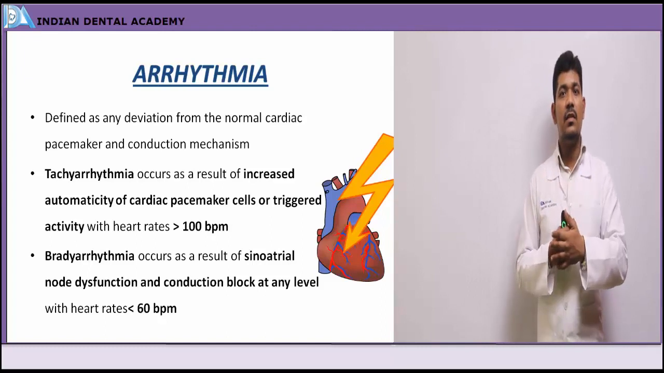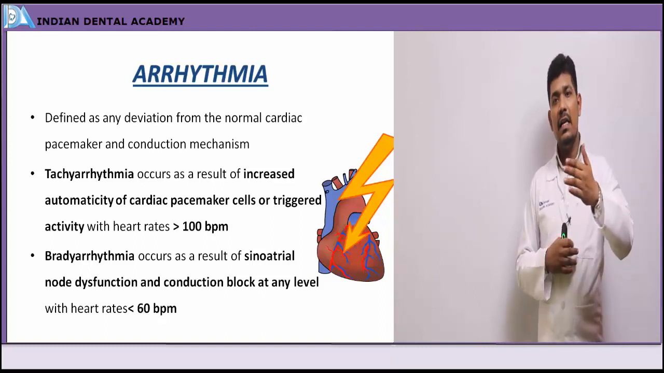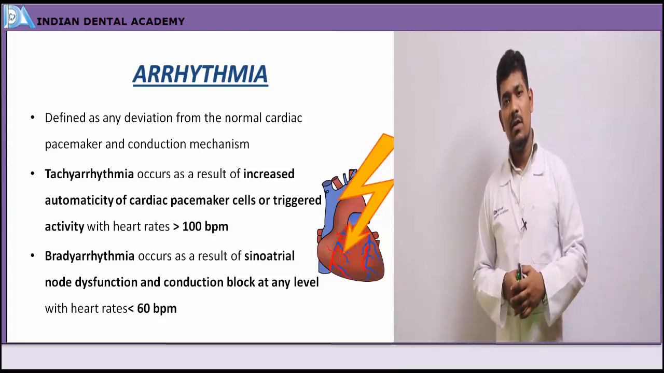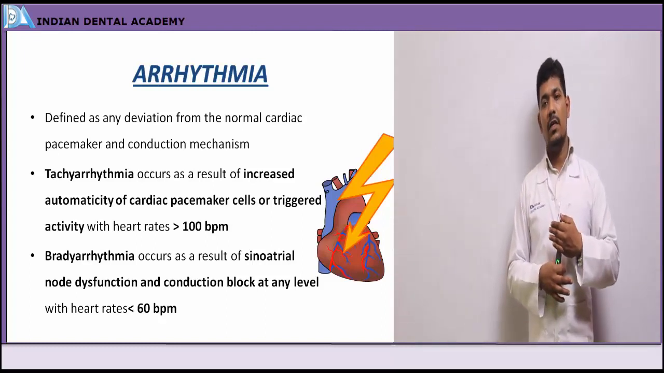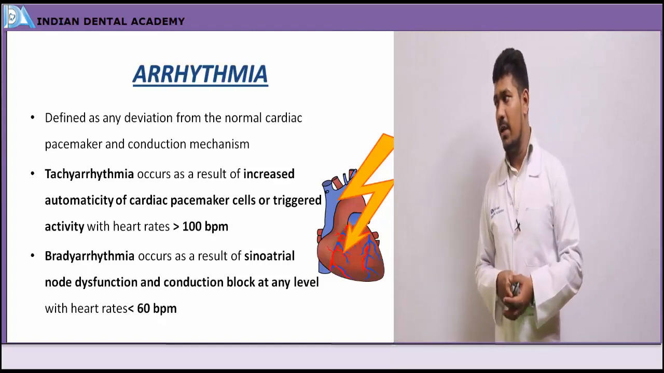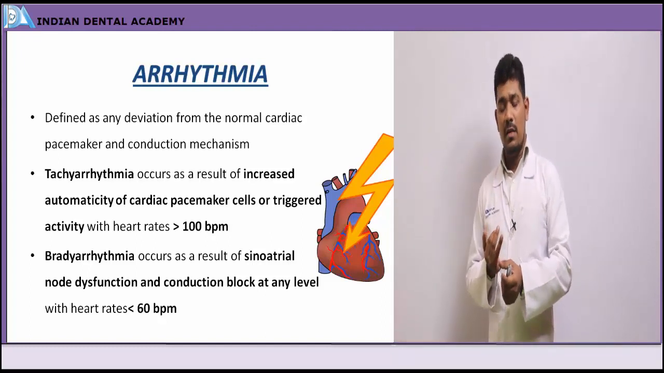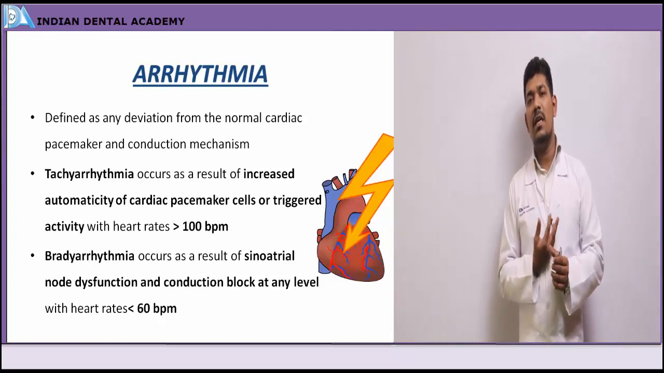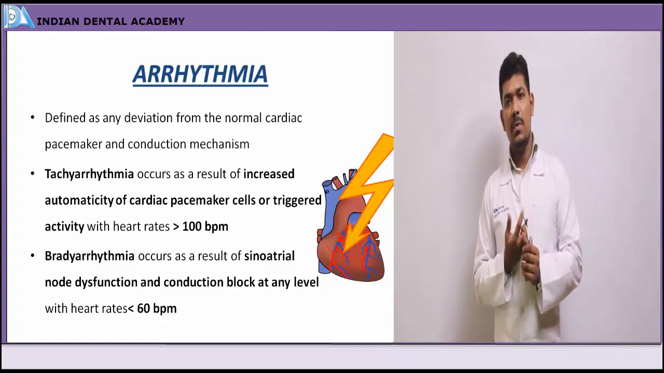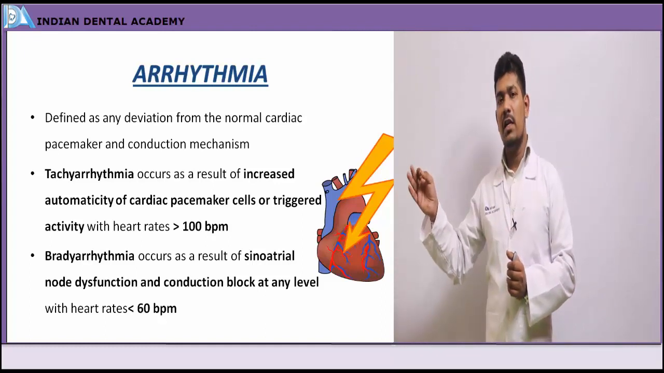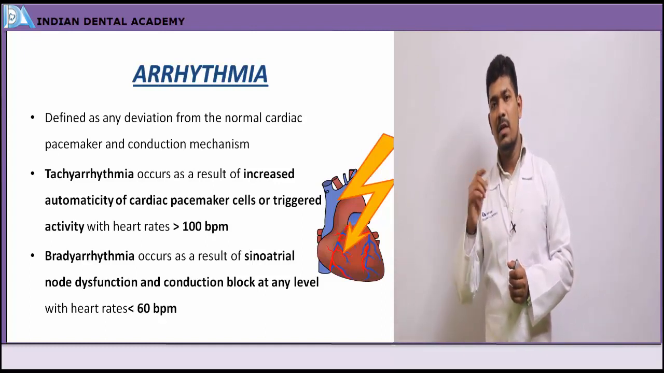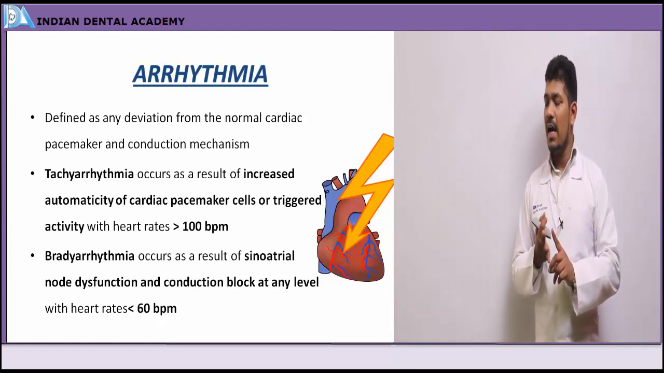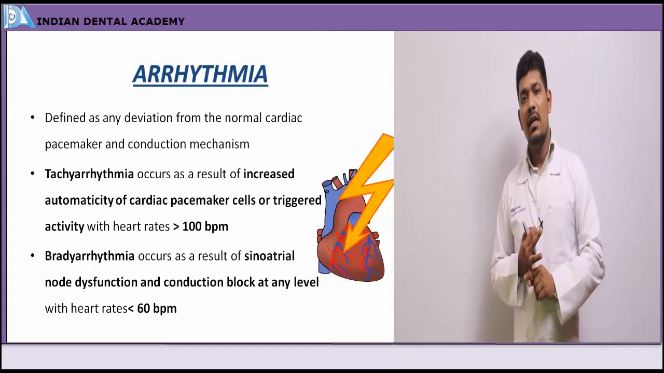And obviously, if there is an increase or upregulation of the rhythm of the heartbeat, it is called tachyarrhythmia, or if there is downregulation of the heart rate, that is a bradyarrhythmia. Now tachyarrhythmia is primarily because of increased automaticity of the cardiac pacemaker cells. That is the most important reason because of which tachyarrhythmia is found in patients, and the heart rates are typically more than 100 beats per minute.